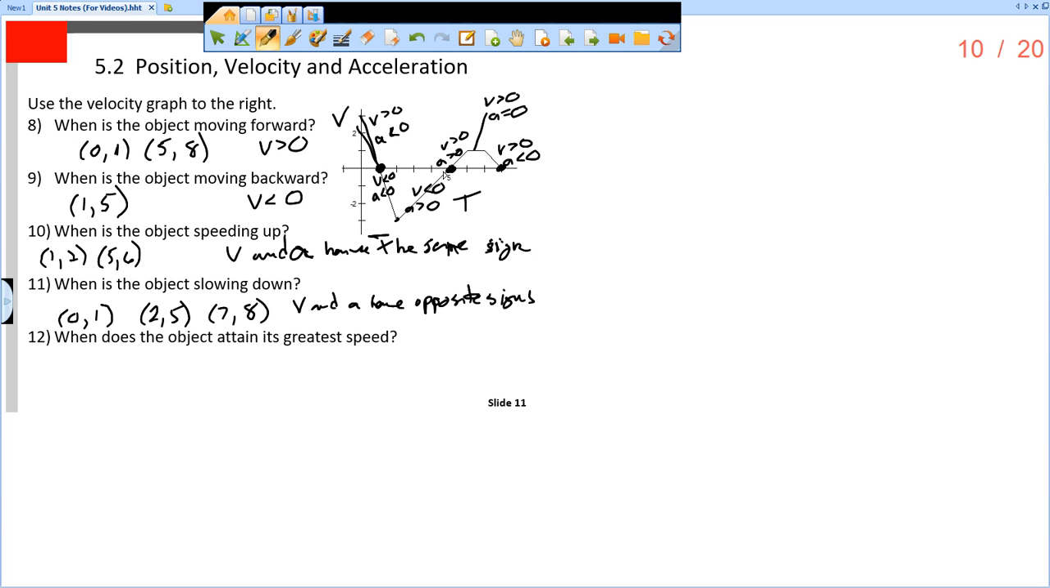So from 1 to 2. Then before it stops at 5, you must be slowing down. And then after it stops, you must be speeding up. And then before it stops at 8, you must be slowing down. So that is always helpful in thinking about speeding up, slowing down.